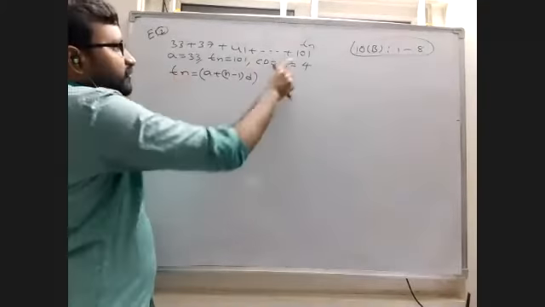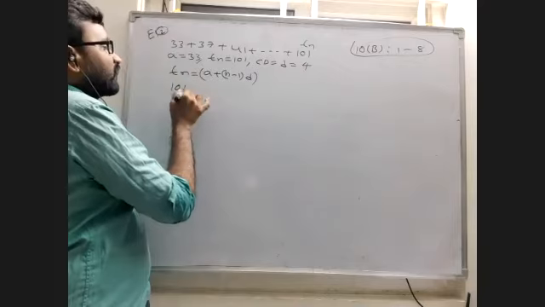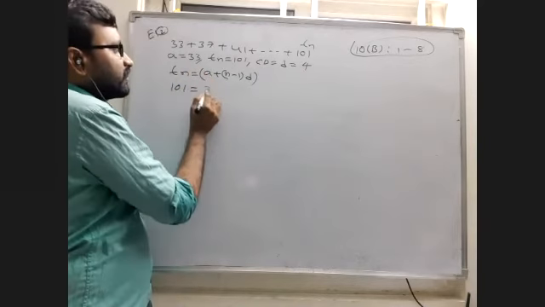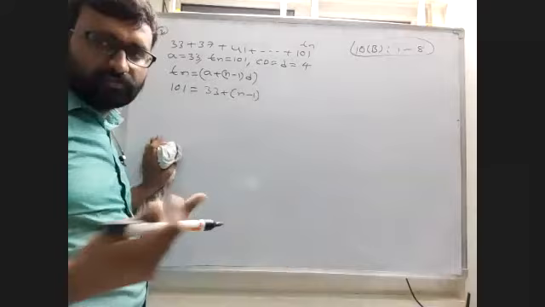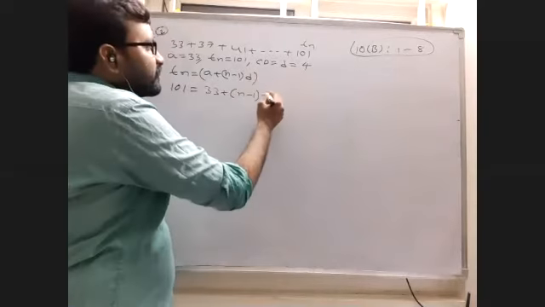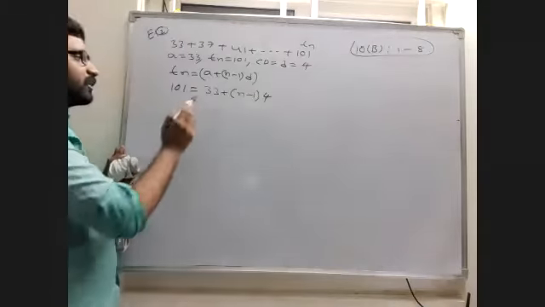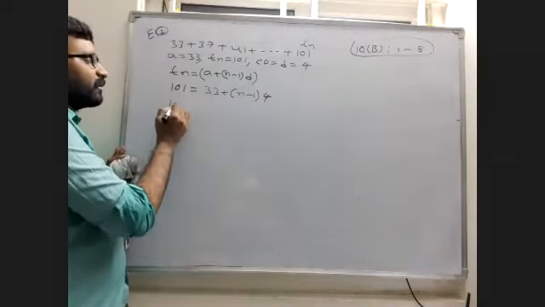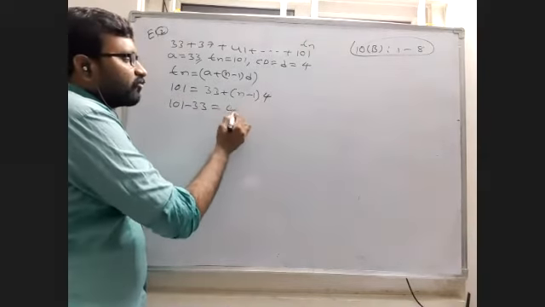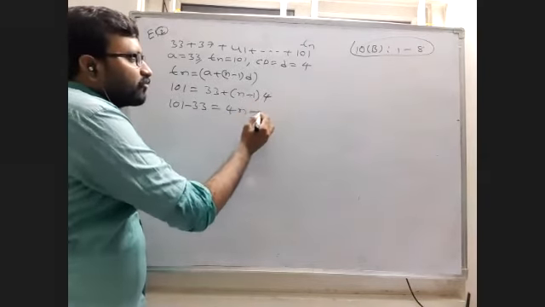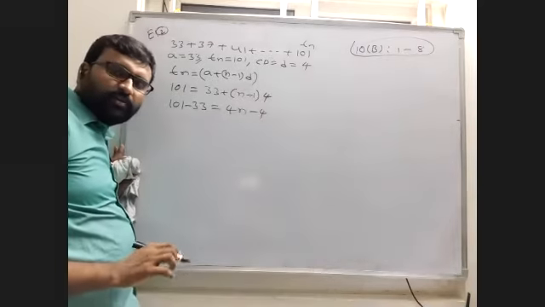The last term is given, 101. 101 is equal to the first term 33 plus (n minus 1), n is not given, we have to find n, and the common difference is 4. Now see, 33, I'm taking this side: 101 minus 33 is equal to n into 4, 4n minus 1 into 4, minus 4. If you have any doubt, please raise your hand.